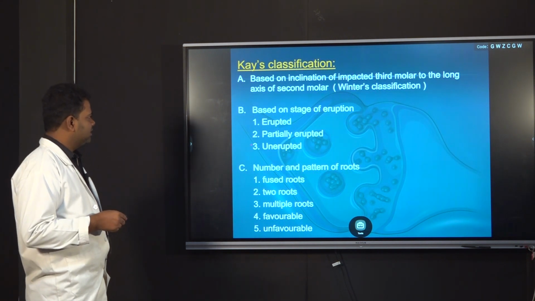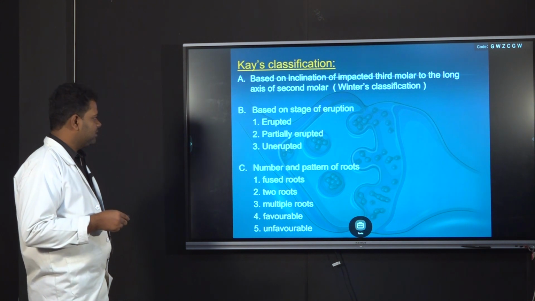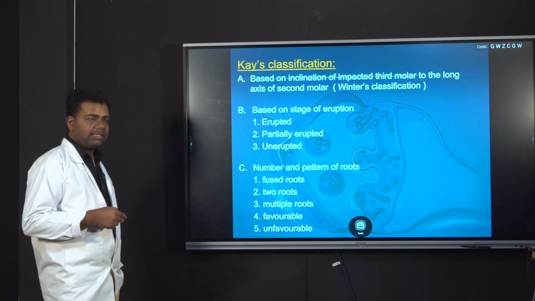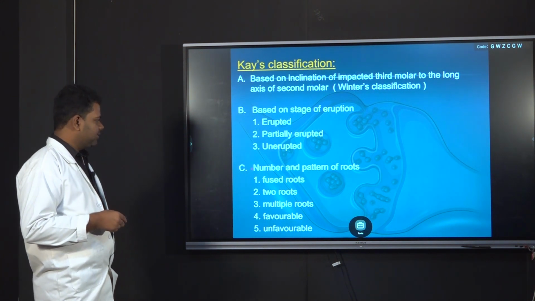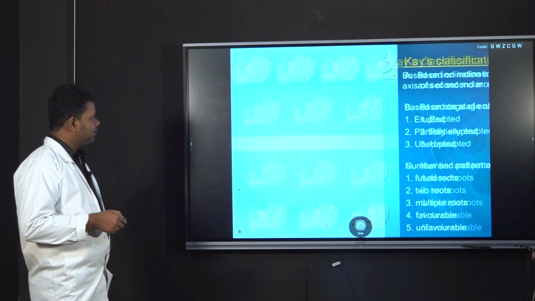And Clay's classification is in A, based on inclination, that is Winter's classification, and based on stage, whether it is erupted, partially erupted or unerupted, and the number and pattern of the roots: fused roots may be present, 2 roots, or multiple roots, these can be present.